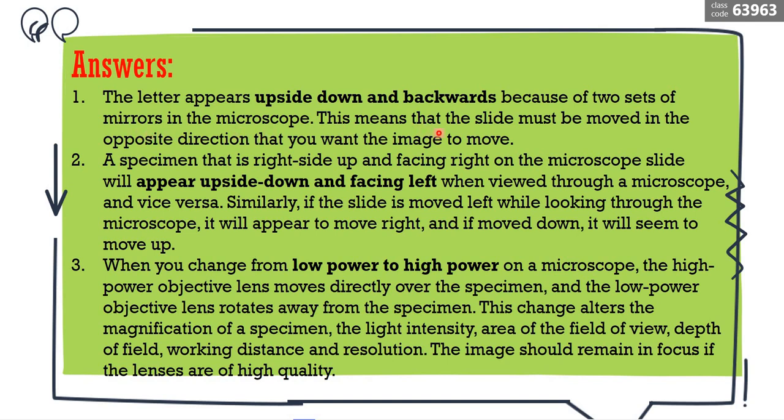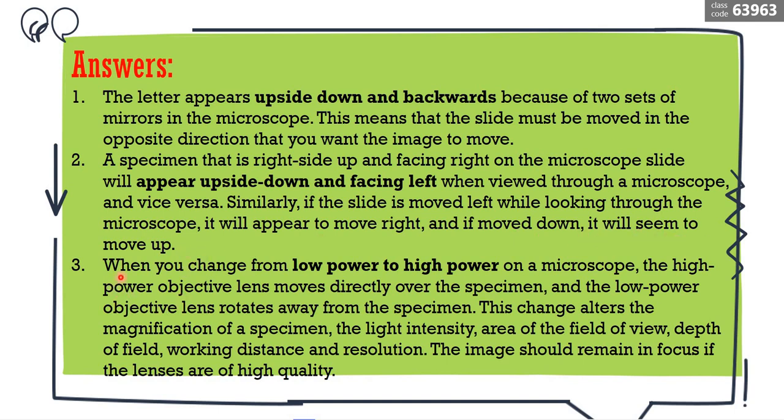This means that the slide must be moved in the opposite direction that you want the image to move. For number two answer, the specimen that is right side up and facing right on the microscope slide will appear upside down and facing left when viewed through the microscope and vice versa. Similarly, if the slide is moved left while looking through the microscope, it will appear to move right. And if it is moved down, it will seem to move up.